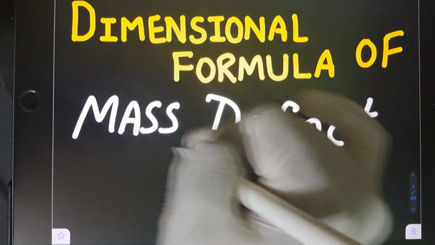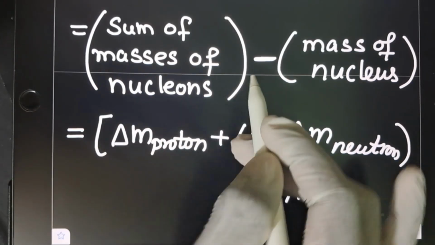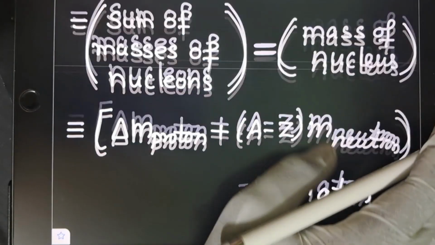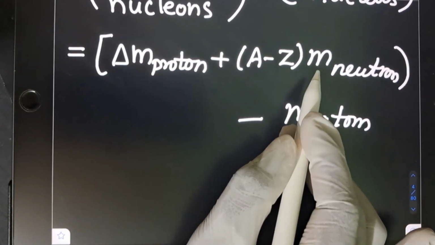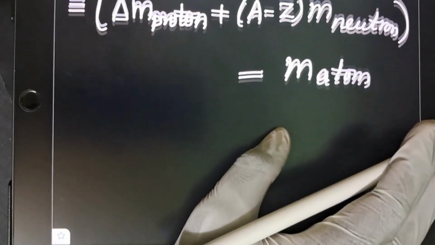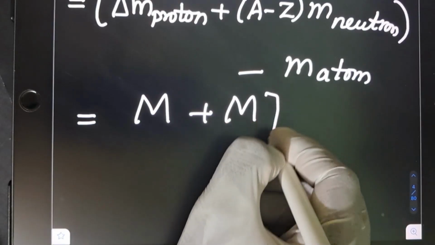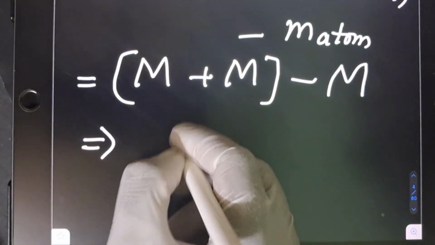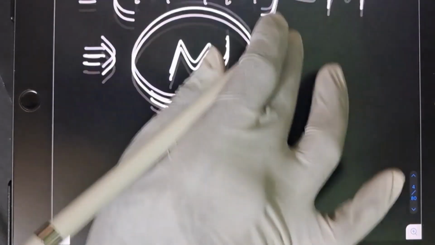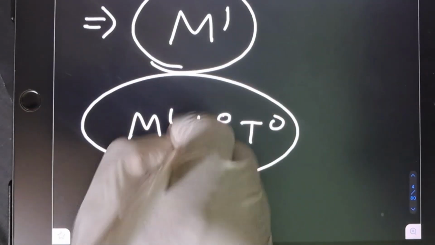Dimensional formula of mass defect. The formula is sum of masses of nucleons minus mass of nucleus. Masses of nucleons: mass of proton plus mass of neutron, minus mass of atom. So mass of proton plus mass of neutron minus mass of atom, we get M power 1, L power 0, T power 0.